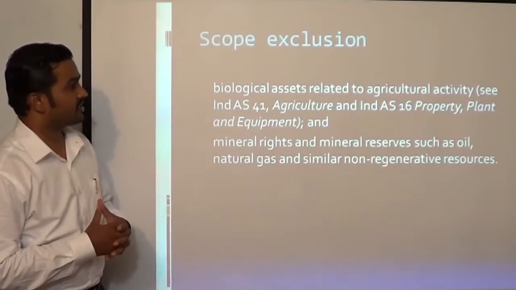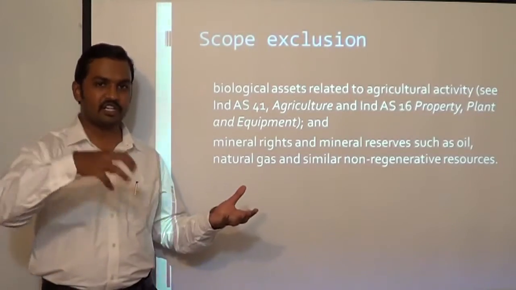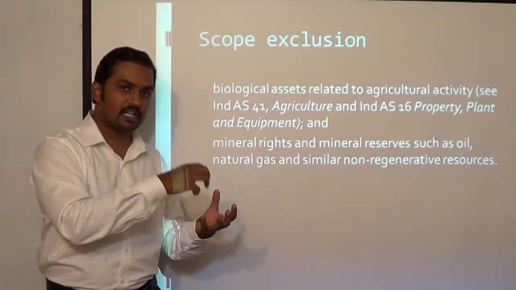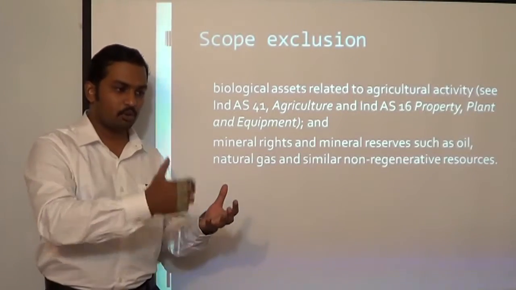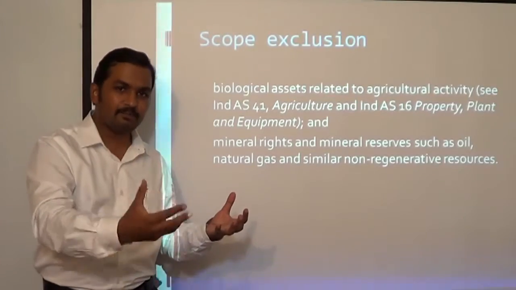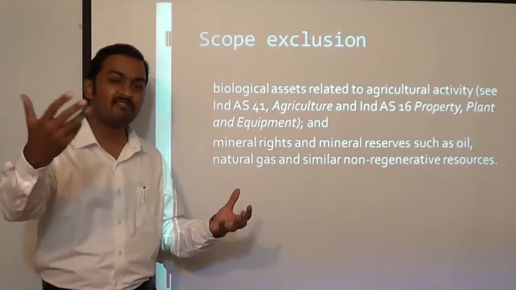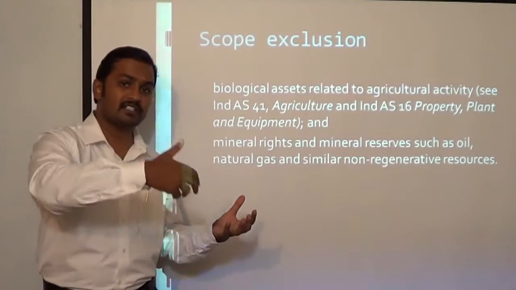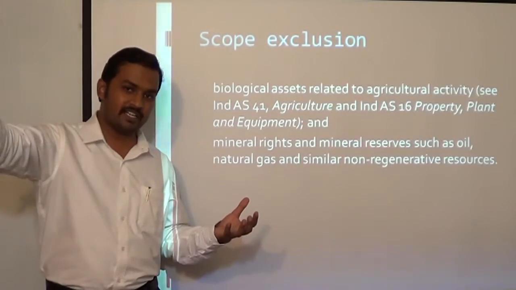Next, biological assets relating to agricultural activity. So if you have some biological assets relating to agricultural activity, those biological assets are not covered by the standard. You can have producer plants. A producer plant is a living plant which can bear produce for a period of more than 1 year. Those plants are called producer plants. They are covered within the definition of the term property, plant and equipment covered by Ind AS 16.